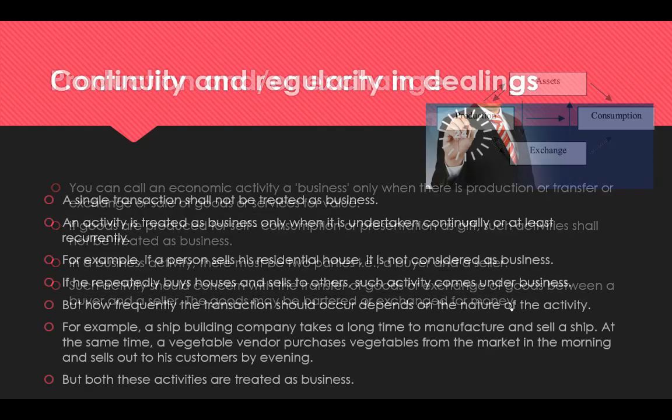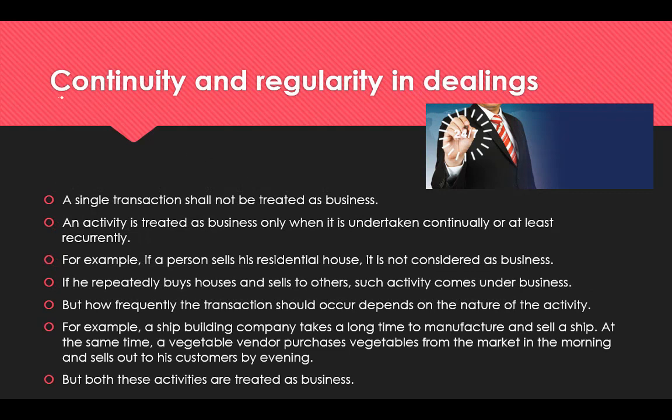Third feature would be continuity and regularity in dealings. A single transaction shall not be treated as business. An activity is treated as business only when it is undertaken continually or at least recurrently. For example, if a person sells his residential house, it is not considered as business. If he repeatedly buys houses and sells to others, such activity comes under business.